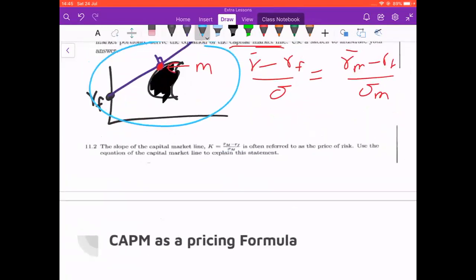Here they say that the slope of the capital market line is often referred to as the price of risk. Use the equation of the capital market line to explain the statement. I have already explained this in the first video, so I'm just going to move to CAPM as a pricing formula.